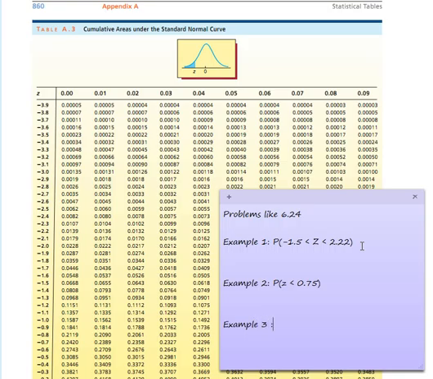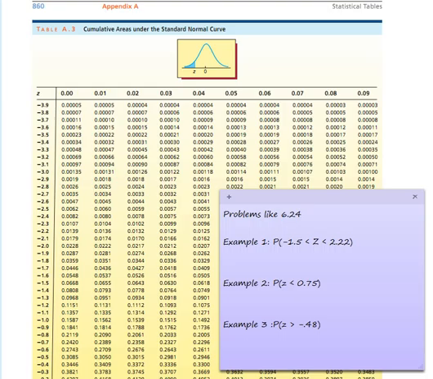Here we go. As I'm typing this in, the probability that z is greater than some value. And let's make that negative 0.48. Okay, so we have these three types of questions we can ask. Z is between two values, z is less than a stated value, or z is greater than some stated value.